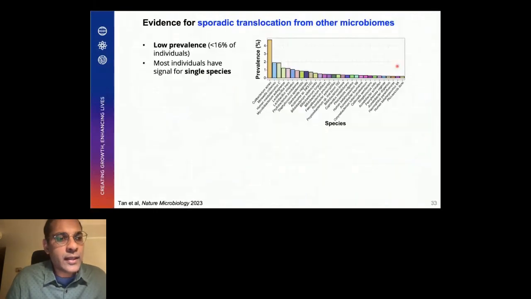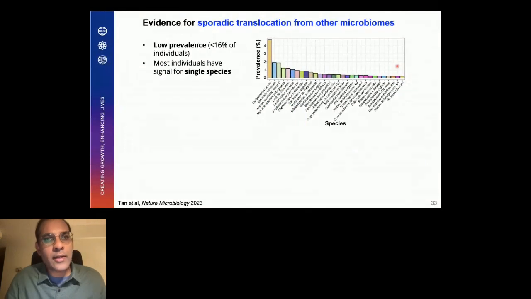The first striking thing that we observed as part of the study is that there's evidence for sporadic translocation from the gut microbiome, but not persistent microbiome signatures. So there's low prevalence of bacteria in blood. Most individuals have signal at most for a single species. Cutibacterium acnes, a common skin bacterium, is the most common species, but the rest of the species are quite rare. Less than 2% of individuals have many of these species.